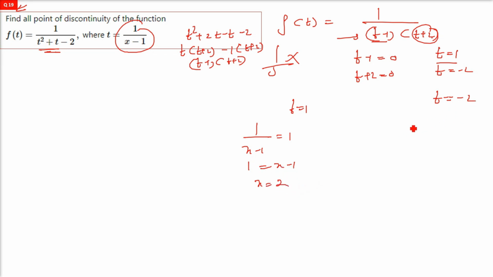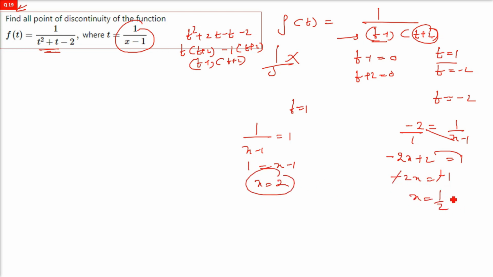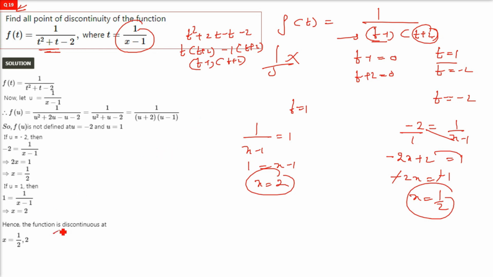How about t equals minus 2? Minus 2 has to be equated with 1 by x minus 1. So what do you get? Cross multiply: minus 2 into x minus 1 gives minus 2x plus 2 equals 1. And just take 2 on that side. So minus 2x equals negative 1. Negative, negative cancel. x is equal to 1 by 2. So x equals 2 and x equals half. These are the points of discontinuity. Which ones? 2 and half. This is also a way which I am showing you, and the way I did earlier, you can also do like that.